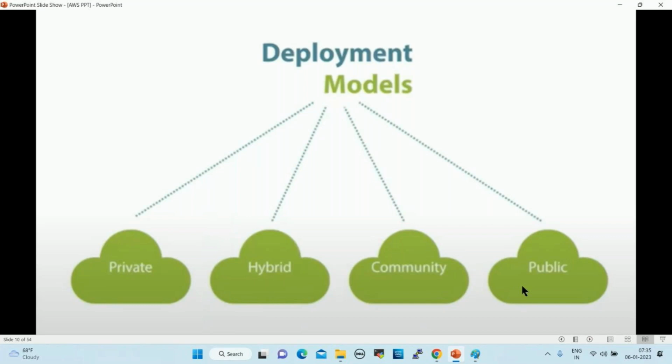Any questions up to here? Anyone? Clear, right, everyone? Yeah.